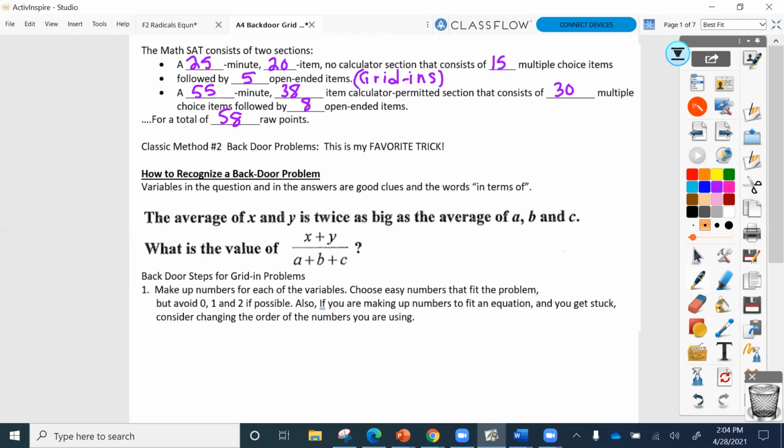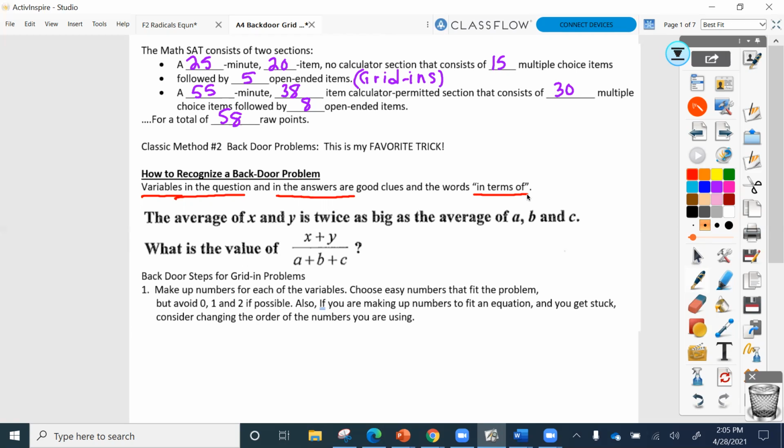Decent, at least. Okay, so just like you recognize a backdoor problem that is multiple choice, you also recognize it in the same way here. So there are variables in the question and in the answers, and also the words in terms of. Okay, so here's our question. The average of X and Y is twice as big as the average of A, B, and C.